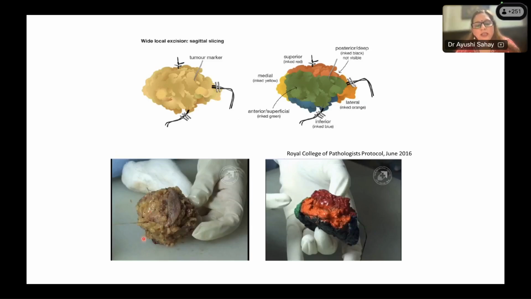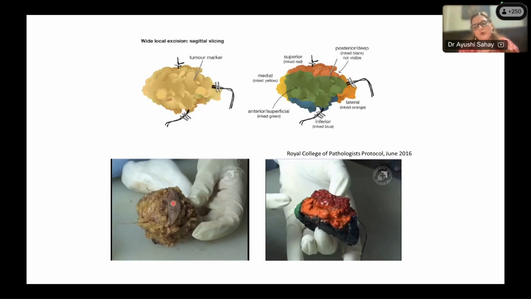Once you have properly identified the orientation of the specimen, you go ahead with inking. If the specimen is large, you can color the whole specimen outside with black ink and give all the margins in separate sections. But if the specimen is small, and usually wide excision specimens are relatively on the smaller side, then it is better if you do differential inking, because you are going to have multiple margins in the same section when you slice through.